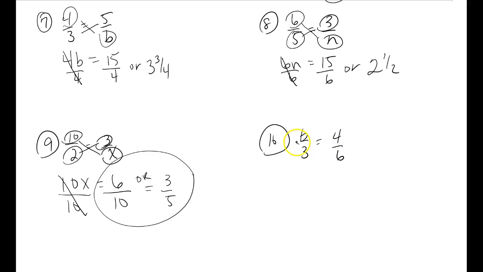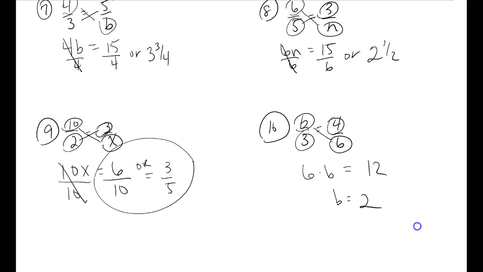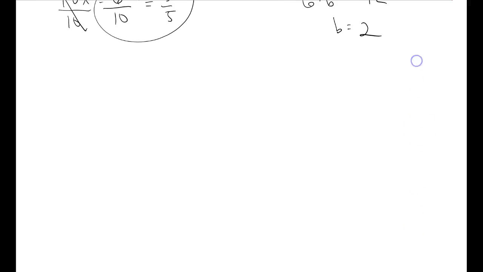And then over here, top to bottom, so b times 6. So you could write b times 6 or 6 times b. I always like to put my number in the front. And then 3 times 4 is 12. So 6 times what number is 12? Well, that one I can do in my head. So b is 2.